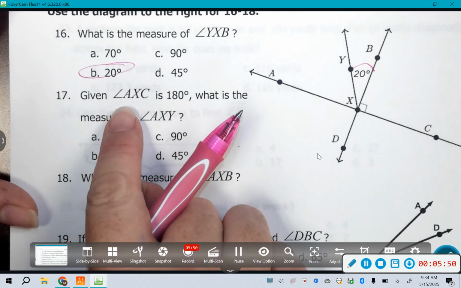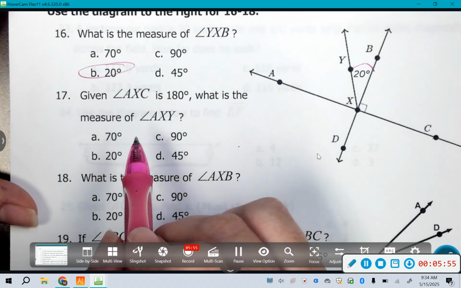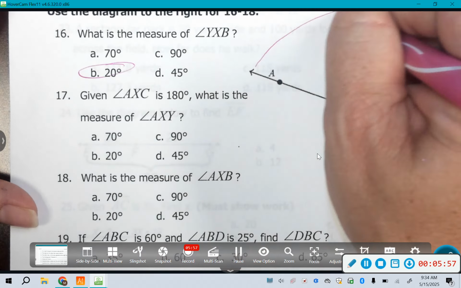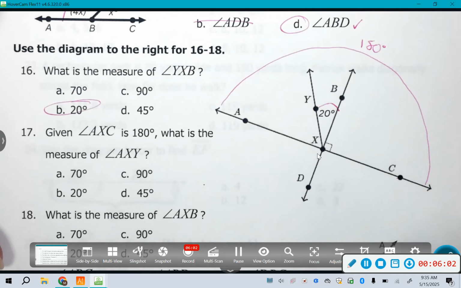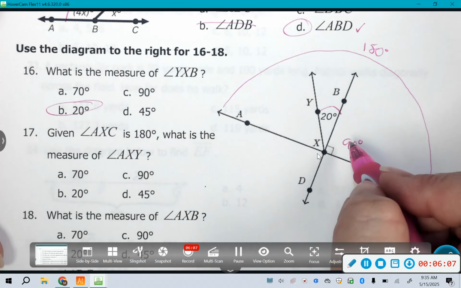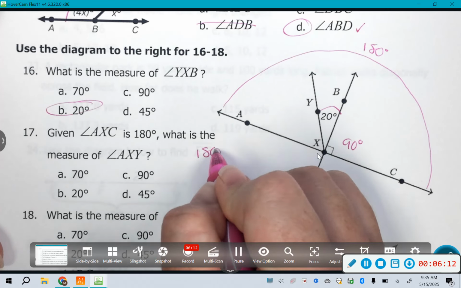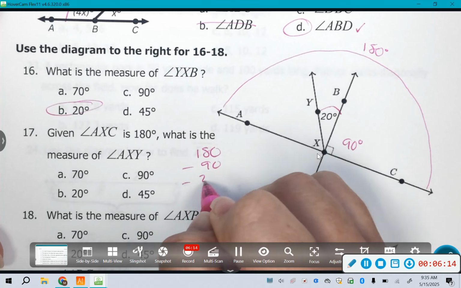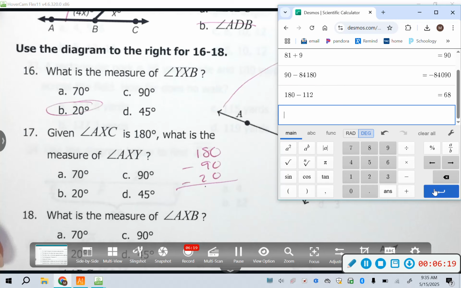Okay, the next one says, given AXC, AXC is 180. What is AXY? So if we know this is 180 degrees, we know this is 20, and we know this is 90 because it's a right angle. So what we're going to do is add these and subtract. So 180 minus 90 minus 20, and whatever that equals is my answer. I didn't really add them, but same concept. 180 minus 90 minus 20, and what's left over is 70.